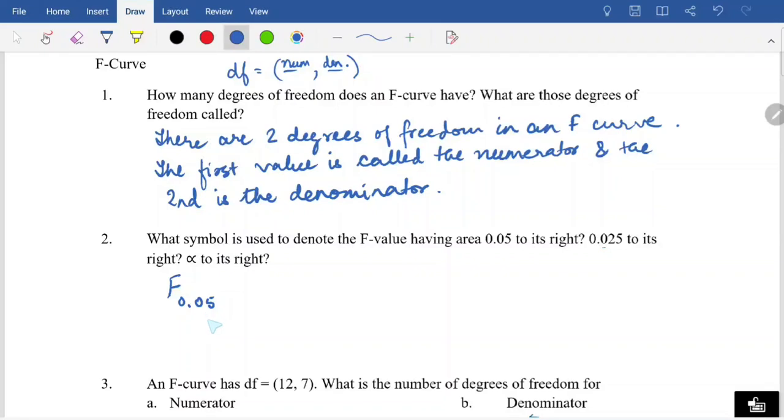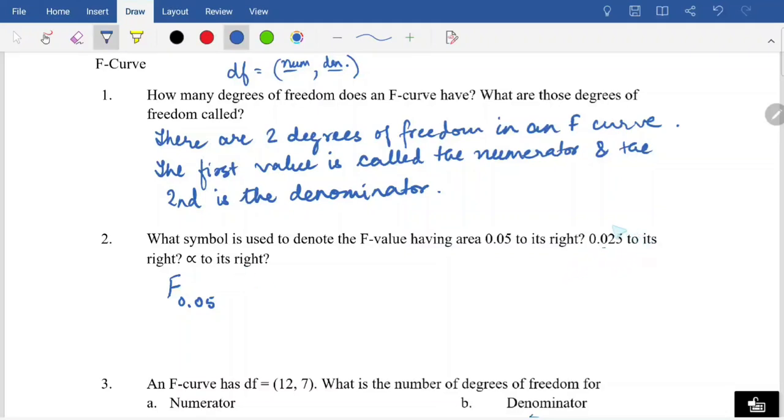Not just any F value, any Z value or T value which has a subscript of an area, F followed by a subscript at the bottom represents area to its right. And that's not just for the F value, that's the case for Z values, T values, chi-squared values, anything. For any distribution, that's just an accepted norm of representing area to the right.